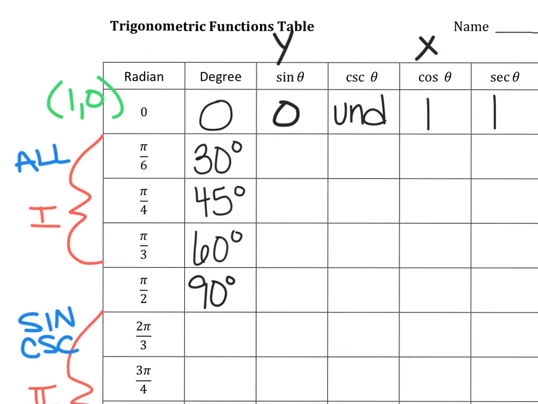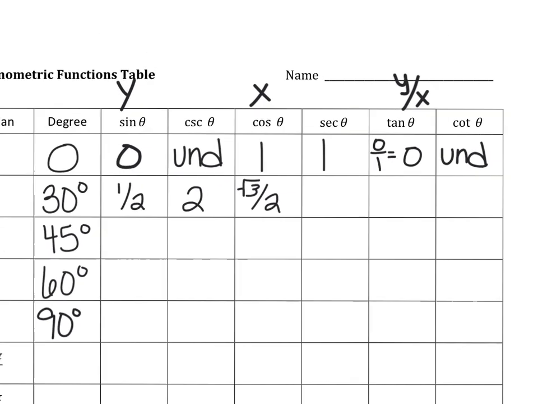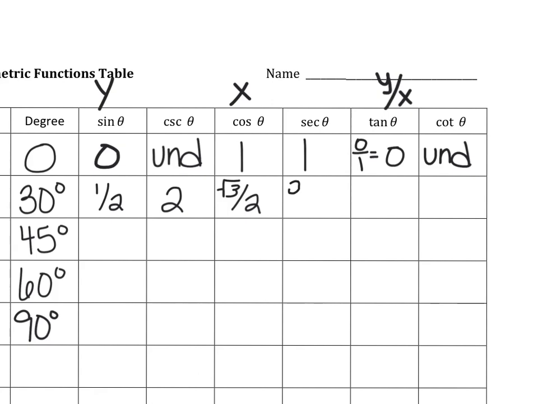Pi over 6. So looking at our unit circle, pi over 6, the y value is 1/2. So when I flip that over, I get 2. The x value is square root of 3 over 2. If I find the reciprocal of that, it's 2 over the square root of 3, which we have to rationalize, so it becomes 2 square roots of 3 over 3. Tangent is y over x, so it's going to become 1 over the square root of 3. If I rationalize, it's square root of 3 over 3, and then the reciprocal would be the square root of 3.